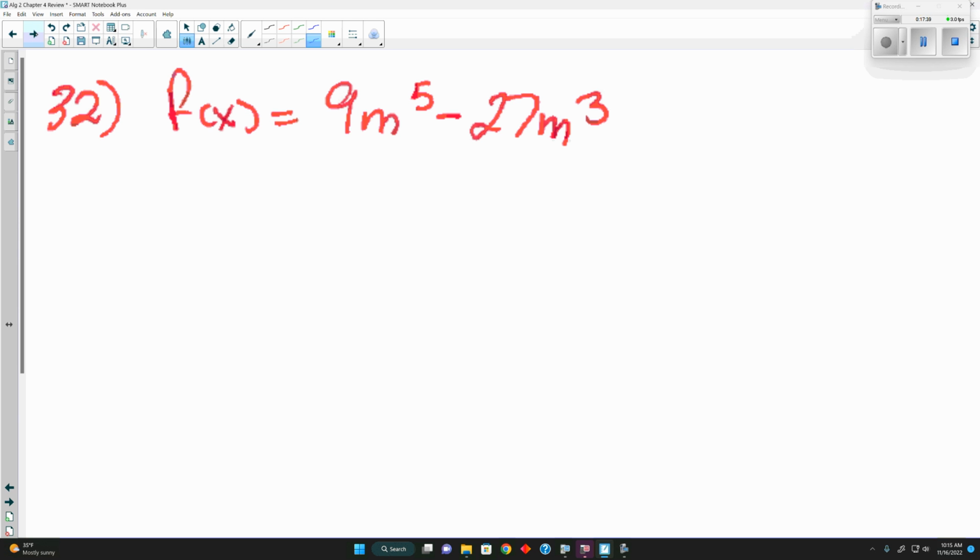If we look at this one here, is there a greatest common factor between these two? Well, they both have a common factor of 9m cubed, yes? And the reason I say this is because if we factor 9m cubed out of 9m to the 5th, I'm left with m squared minus 27 divided by 9 is 3, and the m cubed factors out completely.